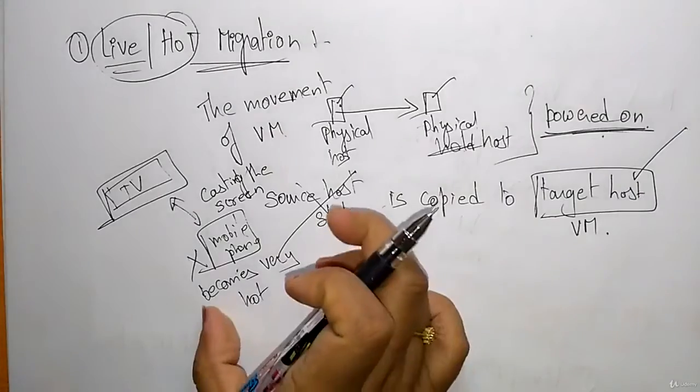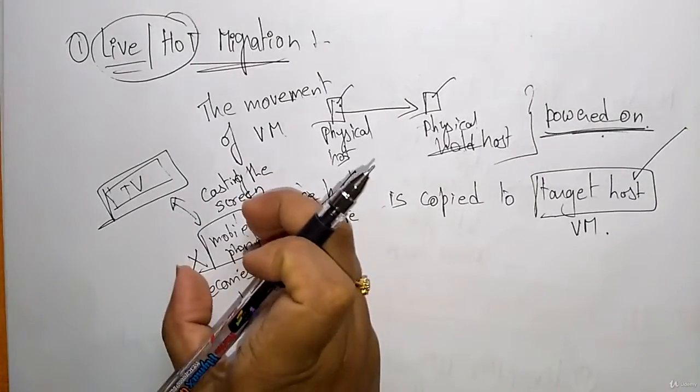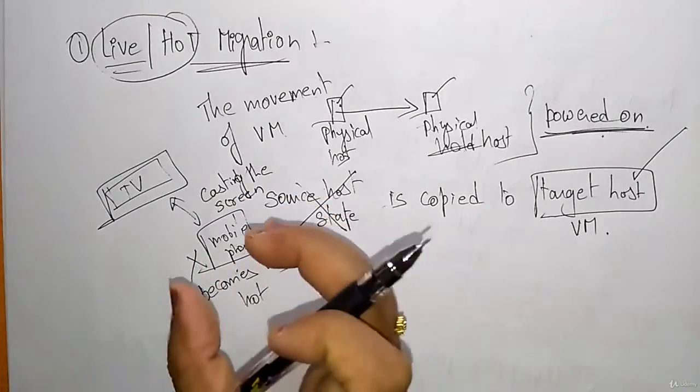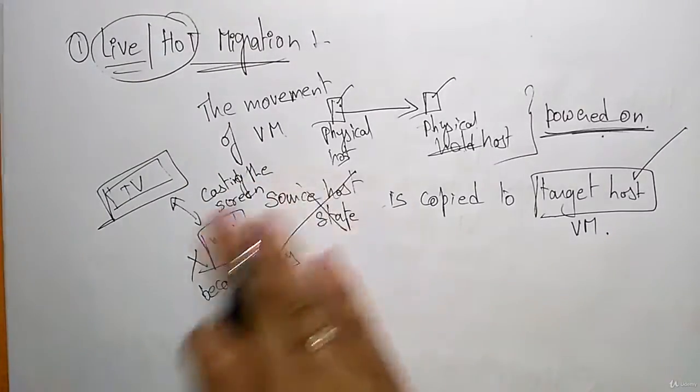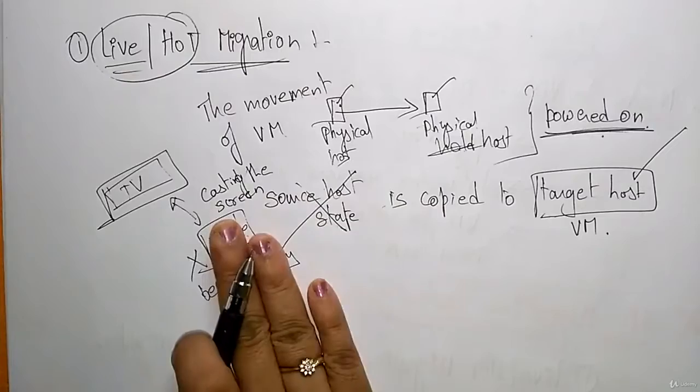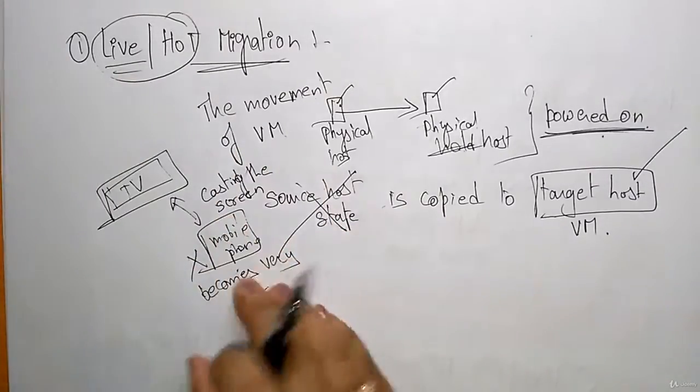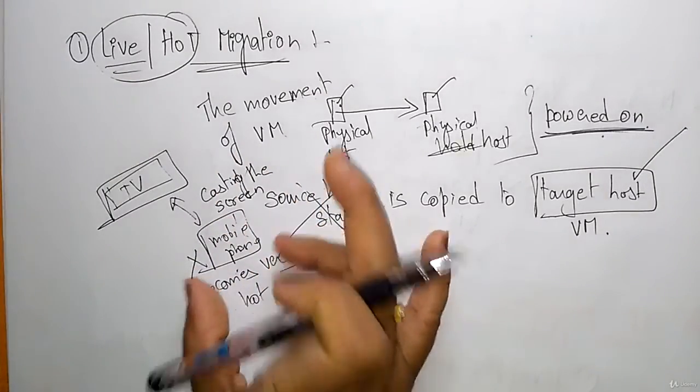Why does it become very hot? Because the image is copied to the TV, and this will be done live. So that's why you call it a live or hot migration. It will be done while the power is on.